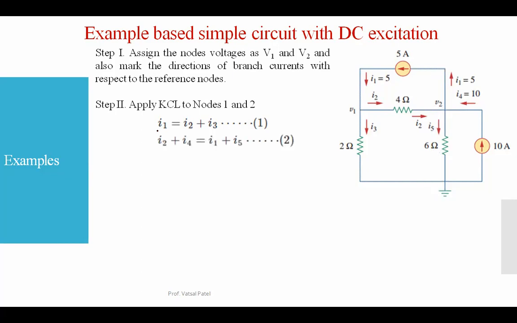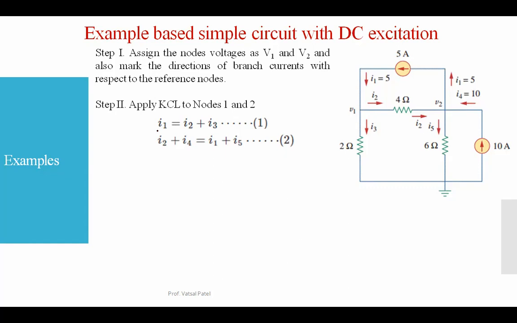And if you apply the KCL at node number 2, there are four current directions mentioned here. Which currents are towards the node? I2 and I4 are towards the node. I1 and I5 are away from the node. So you can write in the KCL form: whatever current is towards the node is equal to the current leaving the node. So I2 plus I4 is equal to I1 plus I5.